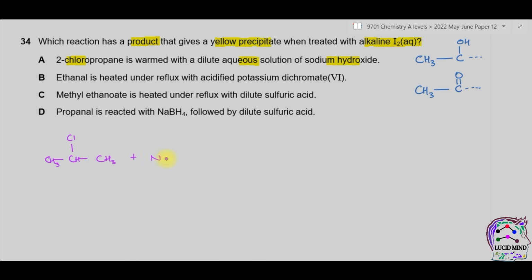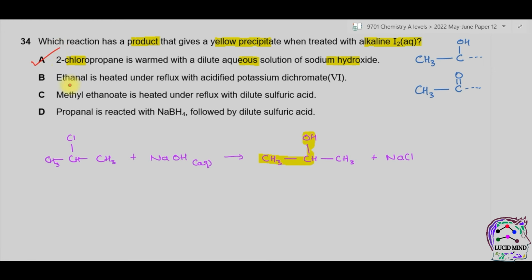And we have aqueous sodium hydroxide that will form OH⁻, which is going to replace this Cl. So the product is CH3, CH, and instead of Cl now we have OH, plus NaCl. Now we can see that we have what is needed for the alkaline aqueous iodine test. So if CH3 is attached to CH having OH, then it can give a positive result. So A seems to be the correct one.